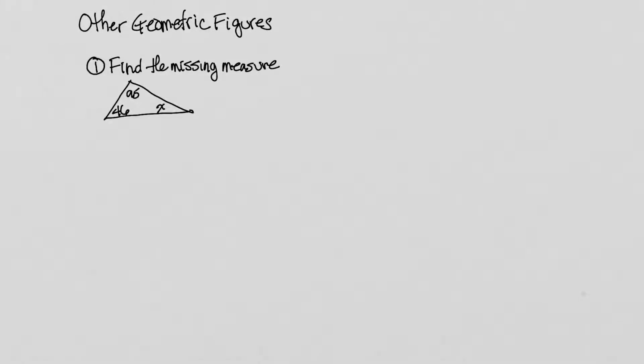Well, now we know in this first problem here that the interior angles of a triangle, their measures add to 180 degrees. So we're going to have this equation here that 46 plus 95 plus x is equal to 180. And adding here, we're going to get 141 plus x equals 180. And then we're going to subtract that 141 from both sides, and doing so will give us x equals 39. So we're going to say that the missing measure is 39 degrees.